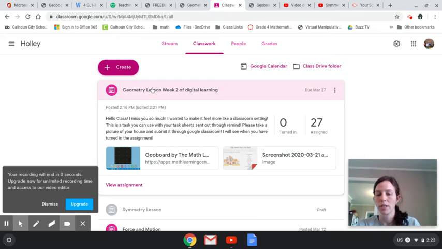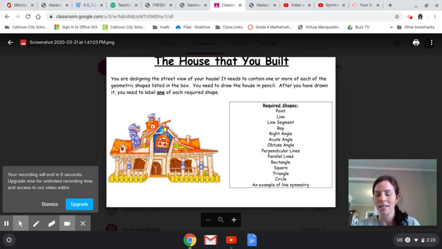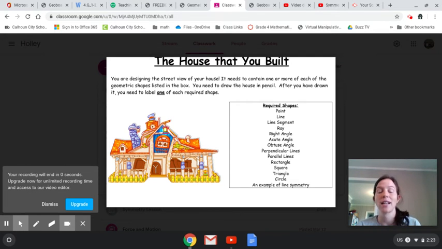So it says Geometry Lesson Week 2. And this is my homeroom, so it'll say 0 out of 27 students have turned it in. So now that you understand symmetry, we're going to tie that together with some other things. You're going to design the street view of your house. Now, this could be a fictional street view, or this could be exactly what you're seeing right now. It needs to contain one or more of each of the geometric shapes listed in the box. So again, one or more.